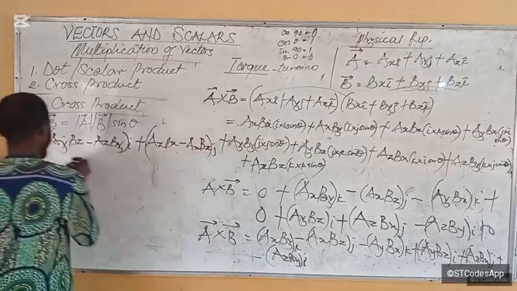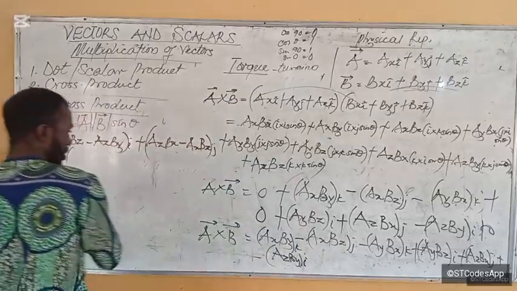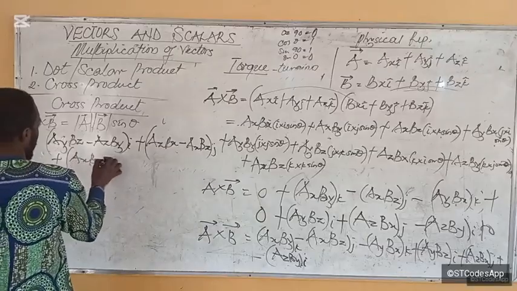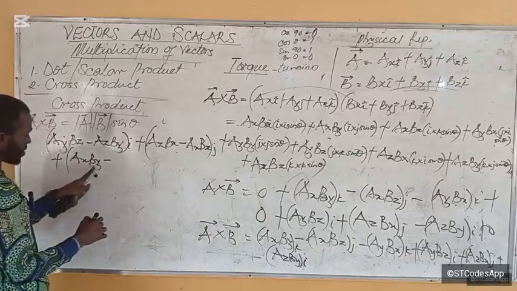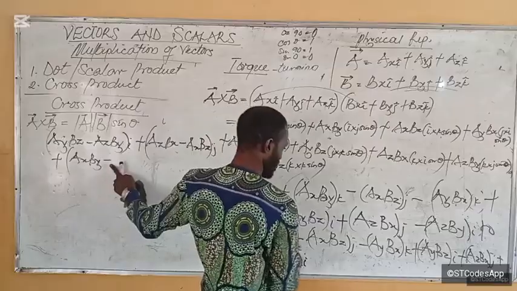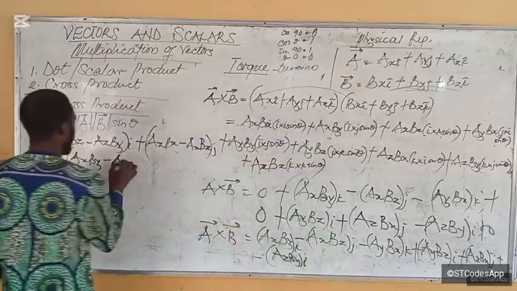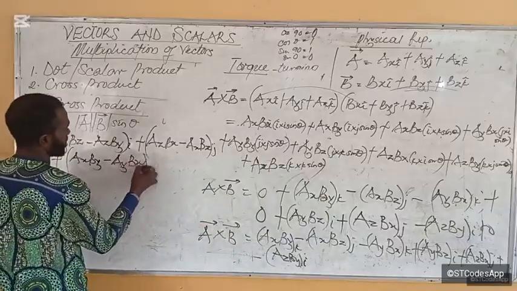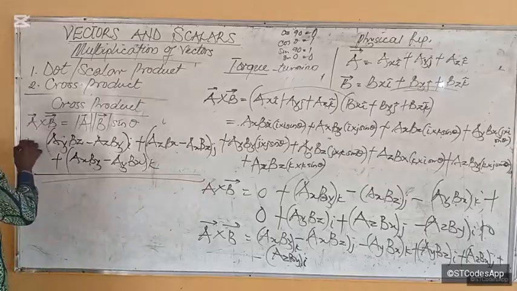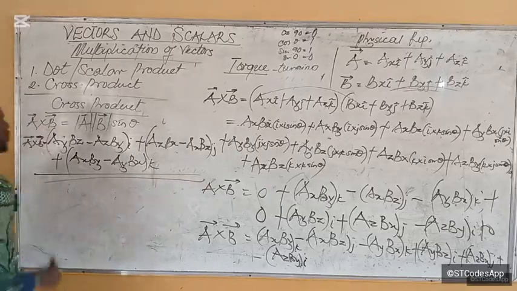J, then plus a positive K, AXBY minus this. The next one will be BXAY, you see, K guys, right? BXAY, so AYBX, K. So this is the final answer for A cross B in physical representation. So this is what you have.